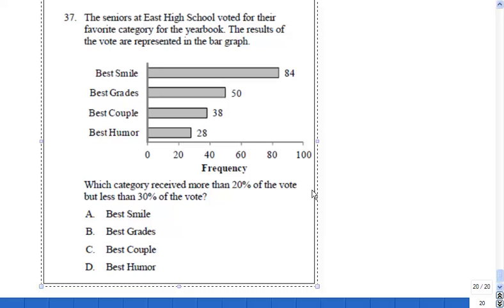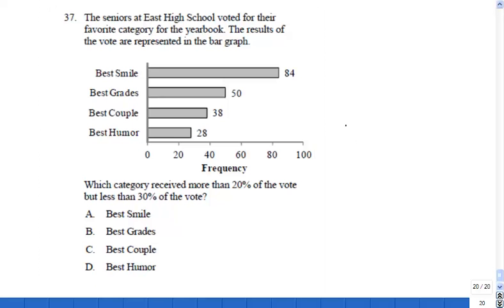Well, because we have to find what represents the 20% of the vote, and because we have to compare that to the given data, we have to find among the four categories which one is greater than 20% and less than 30%. We should start with finding what is the 100%. And when I'm saying 100%, I'm referring to the votes, right? What represents the 100% of the total number of votes from the seniors of East High School?